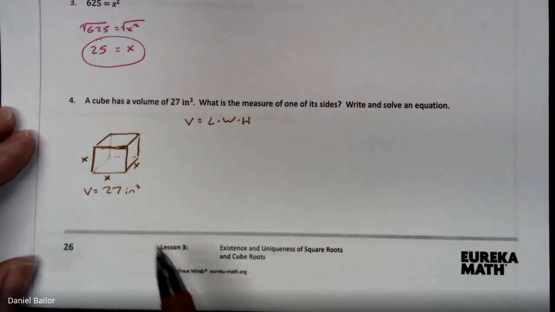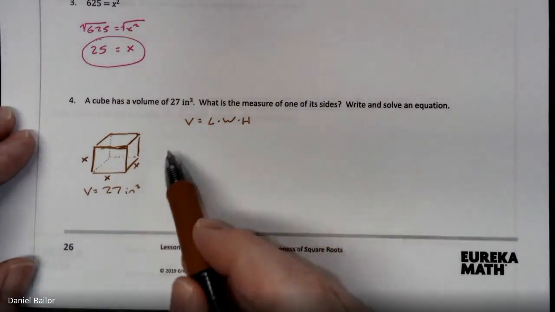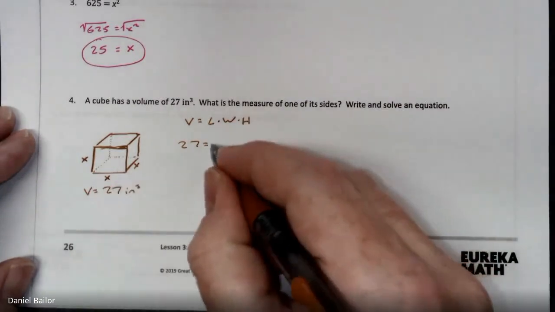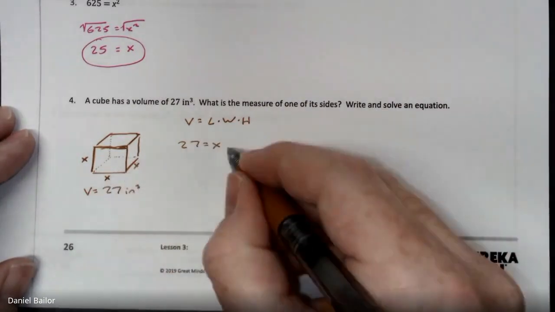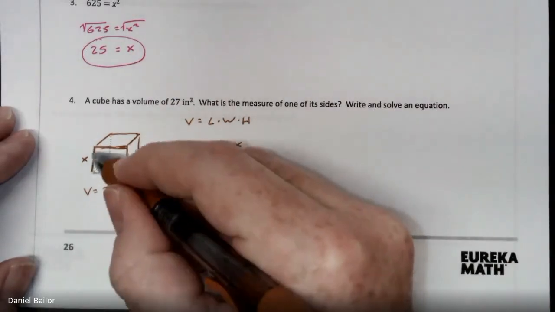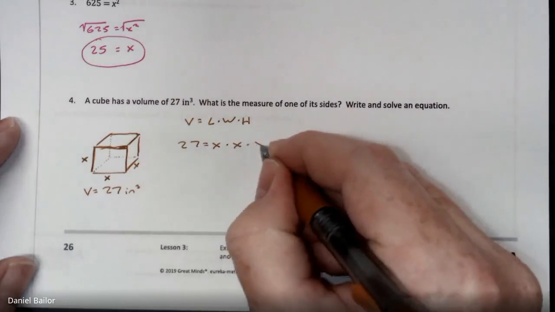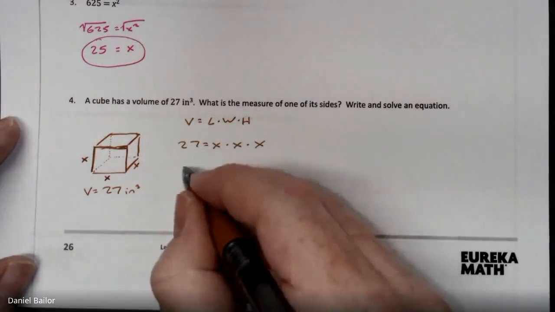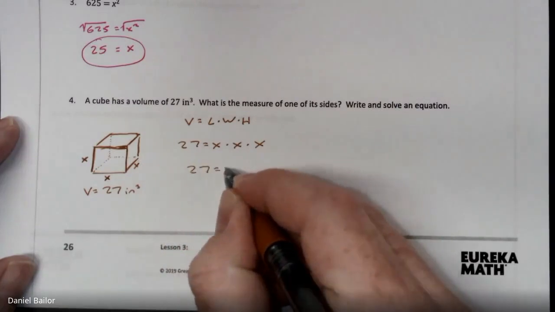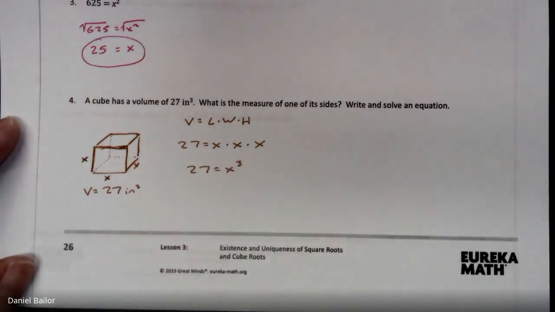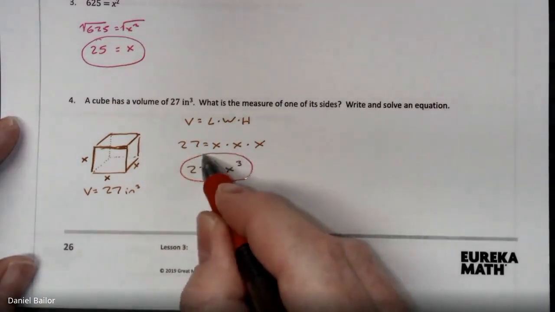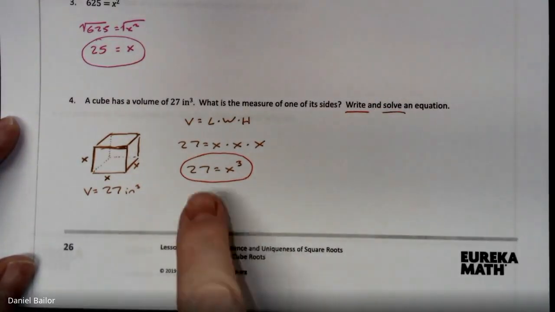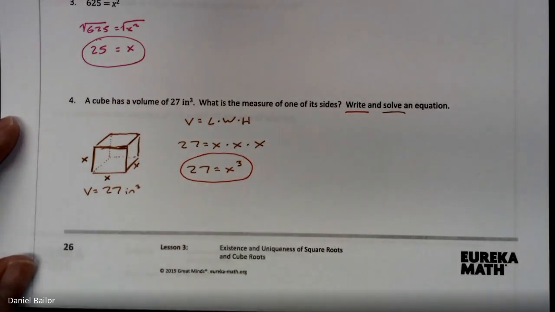So let's substitute to write our equation. We know the volume is 27 because they told us. The length is x. The width is x. And the height is x because it's a cube. All 3 dimensions are the same. That's the definition of a cube. We can simplify this. X times x times x just means x cubed. So that is the first part of our answer, because we had to write and solve the equation. So 27 equals x cubed is our equation.